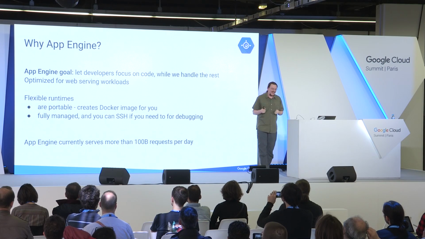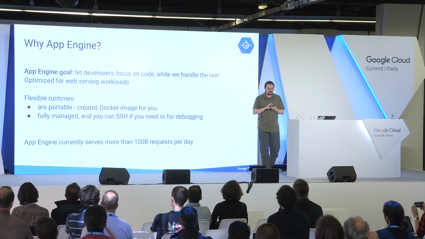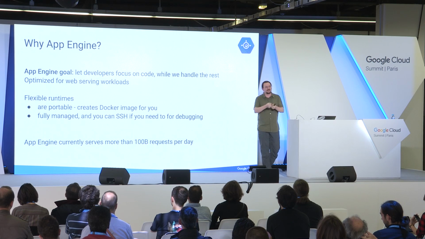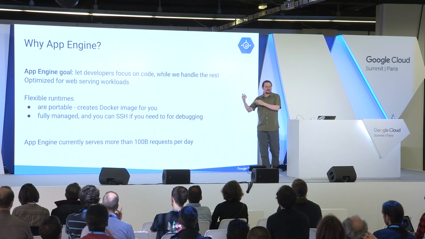OK, so App Engine lets your developers focus on code, and we handle all the rest that you need to do. So that's awesome. And if you add in the flexible runtimes, that means you can run any Docker image, and you can also take that image and run it other places. So the same code that you've made to run in App Engine, you can run in Container Engine or on virtual machines or on your own machines, actually.